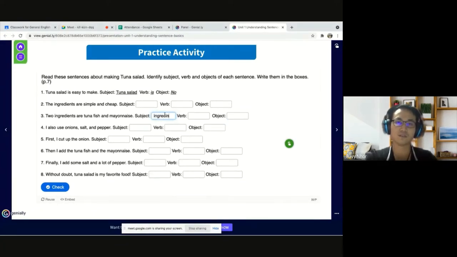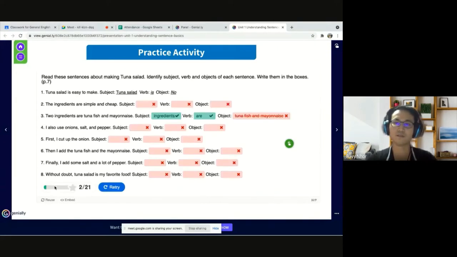Ingredient. And verb are. Object tuna. Fish. And. Nên là and rồi nhớ chứ. Okay, let's check. And let's call the dial.